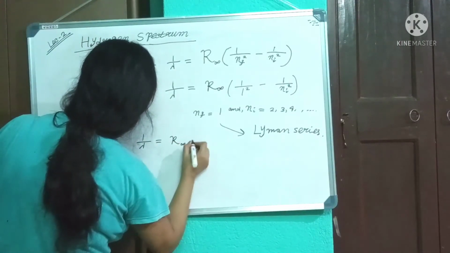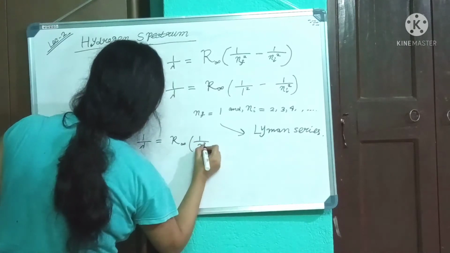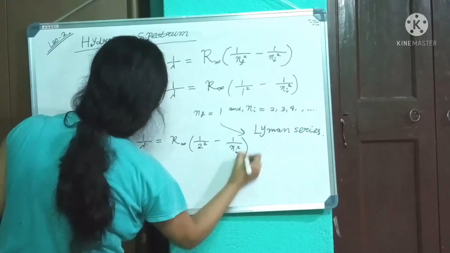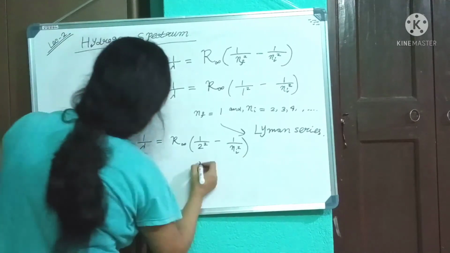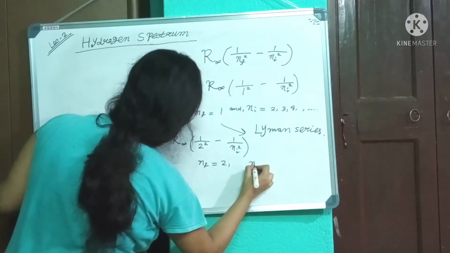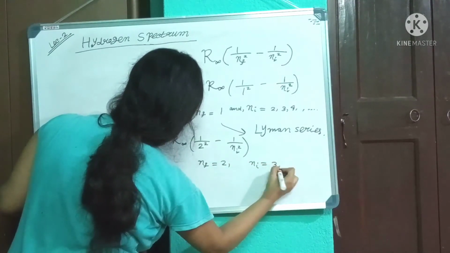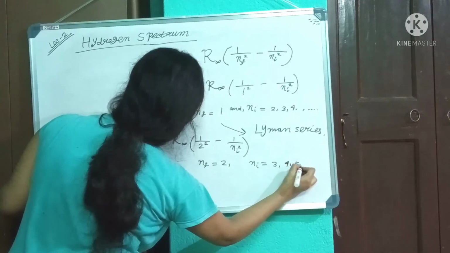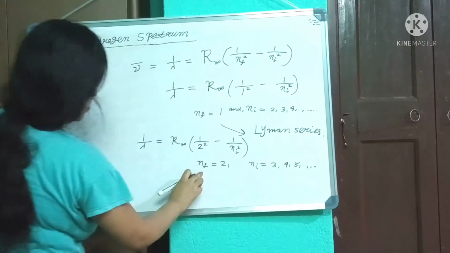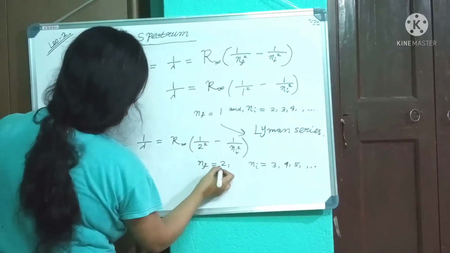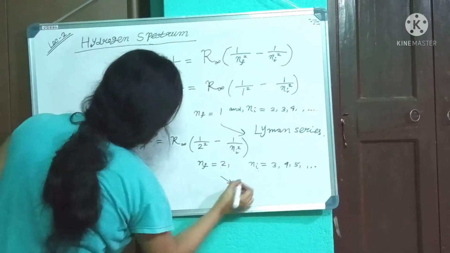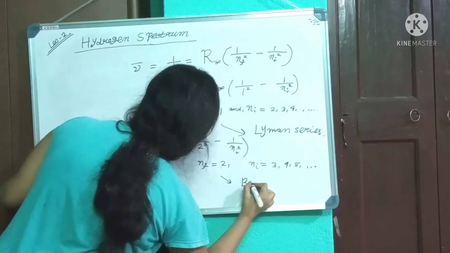Now 1 by lambda equals R infinity into (1 by 2 square minus 1 by ni square). So here we have taken nf equals 2, and ni can take values from 3: ni equals 3, 4, 5, 6 and so on. Whenever nf equals 2, that means the electron is making a transition from a higher state to the n equals 2 state, we get the Balmer series.